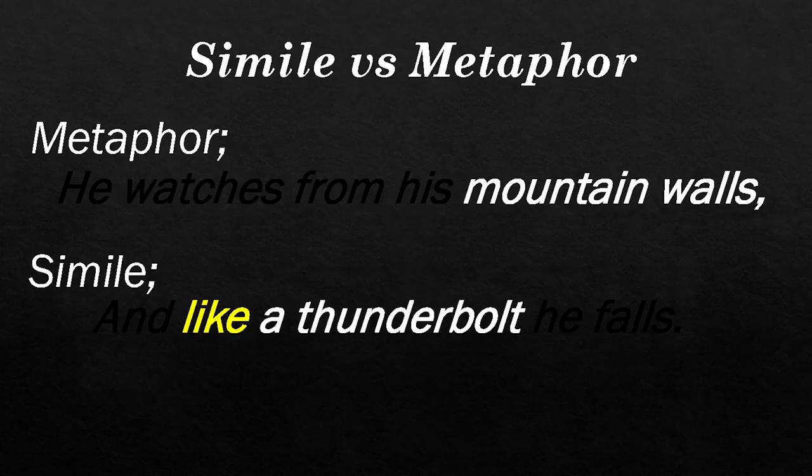And now it is understandable that there might be a confusion between simile and metaphor. The metaphor used in this stanza was "he watches from his mountain walls." However, the simile here is "like a thunderbolt." Metaphor, mountain walls, simile, like a thunderbolt. The end goal of simile and metaphor are equal. However, similes use the word like or as. That right there is the key difference between a simile and a metaphor.